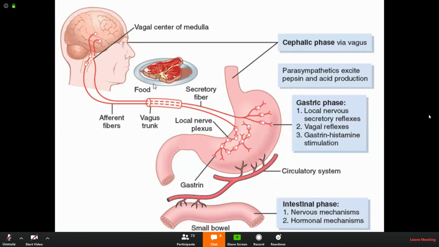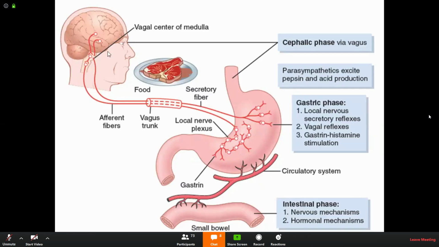So for secretion of the gastric contents from the stomach, there are three phases. The first phase is the cephalic phase, the second phase is the gastric phase, and the third phase is the intestinal phase.